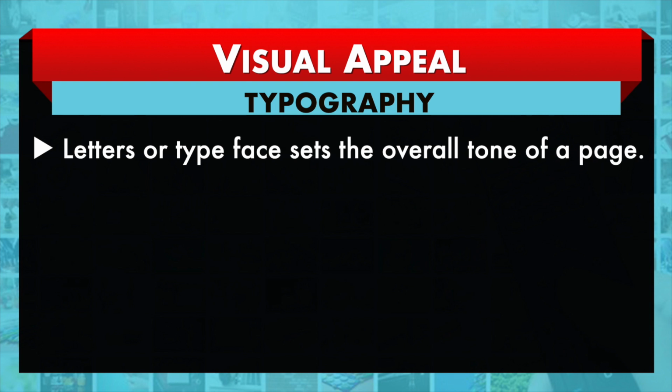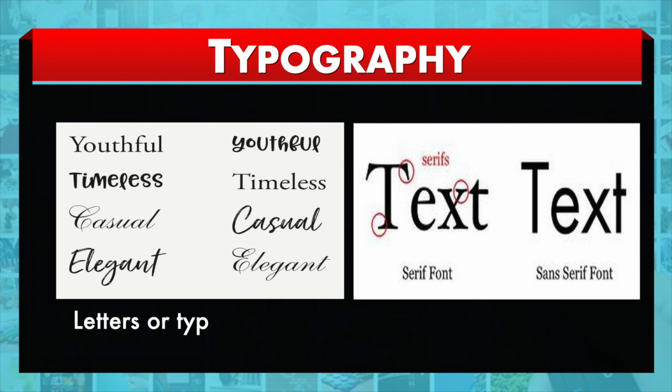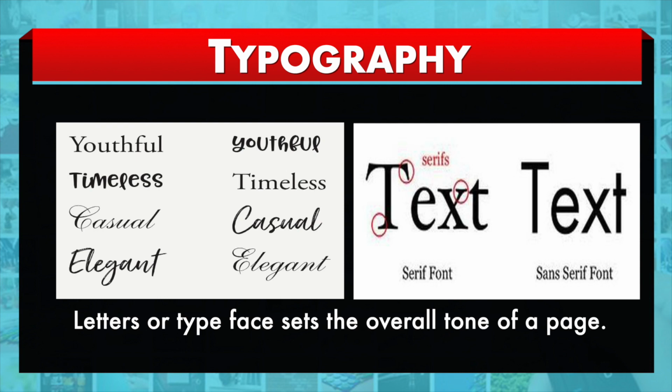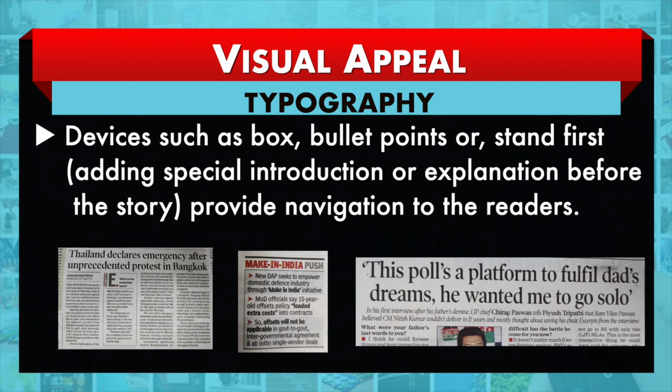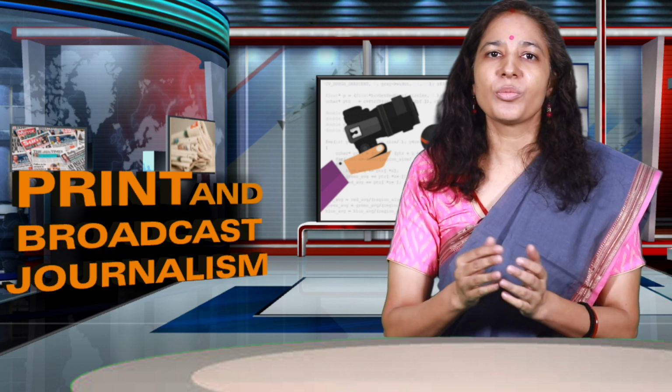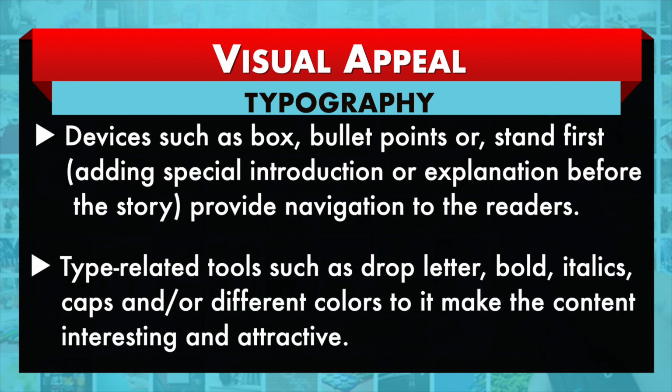Let us understand this function with different typeface of magazine and newspapers. While magazines and advertising content go for a lot of experiments in typography, the newspapers keep it simple to create a serious sense. Again, we observe this difference in broadsheet and tabloid. For text, there are devices like use of box, bullet points, or stand first, that is, adding special introduction or explanation before the story. Similarly, more experiment could be done with the use of type-related tools such as drop letter, bold, italics, caps, or different colors to it.